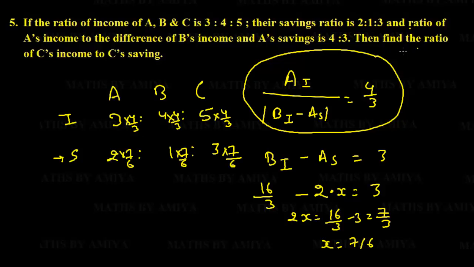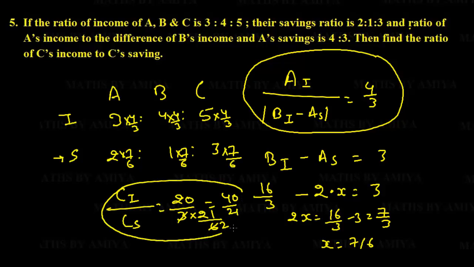And what do we want? Find the ratio of C's income upon C's saving. C's income is 20 by 3, and C's saving is 21 upon 6. That is 2 goes upside, so this becomes 40 upon 21. And this is our answer. I hope this one is okay to you.